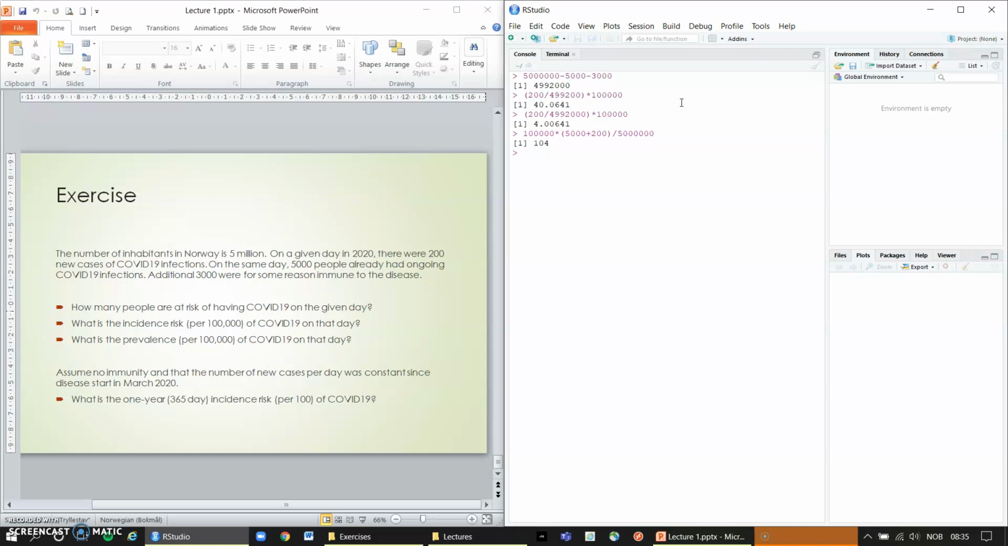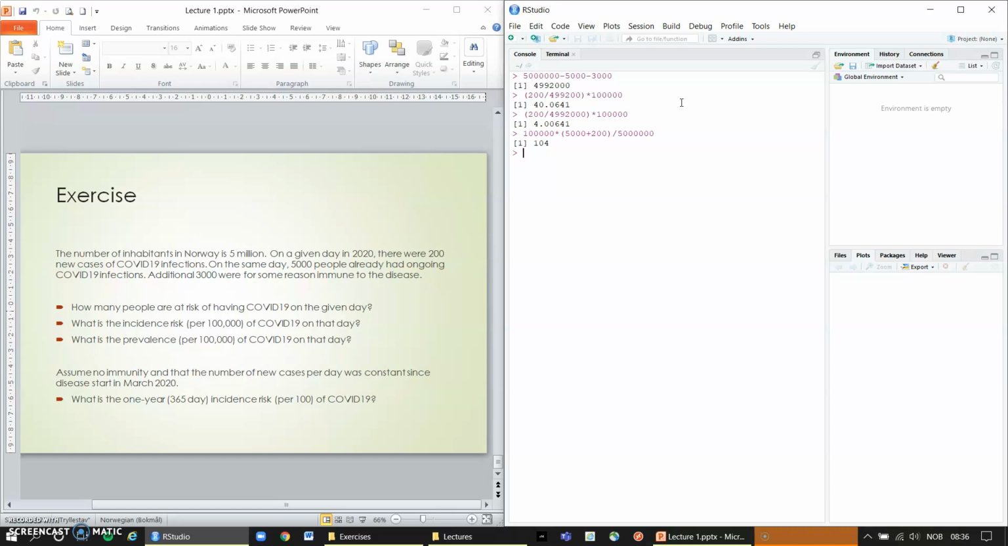Finally, in the fourth question, we are asked to calculate the 1-year incidence of COVID-19 per 100 inhabitants since disease start in March 2020 until March 2021. Because there was no immunity and no COVID-19 cases before March 2020, the population at risk includes all inhabitants in Norway at that time point. That is, all 5 million people.